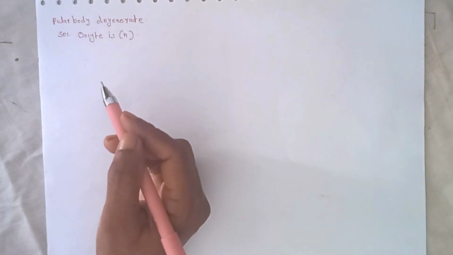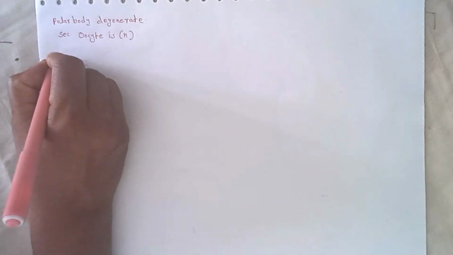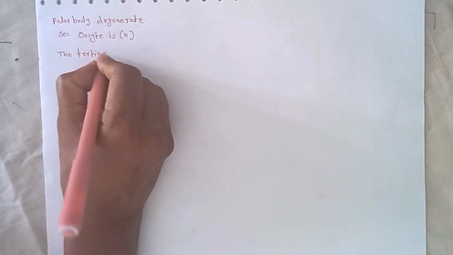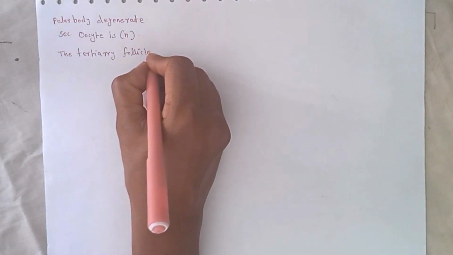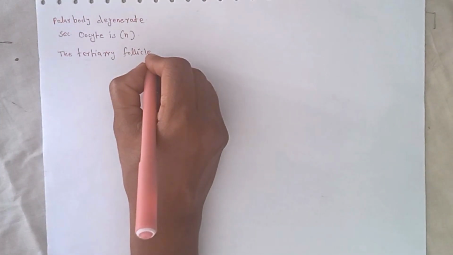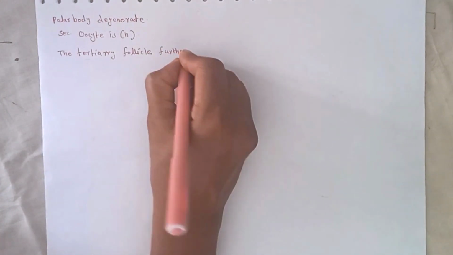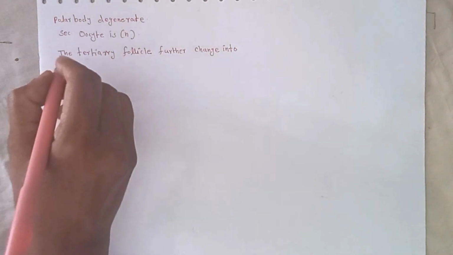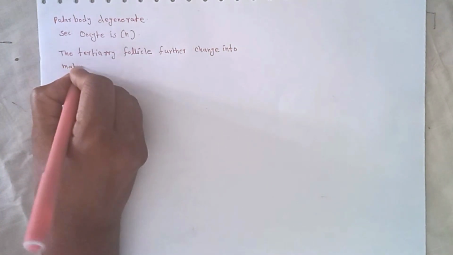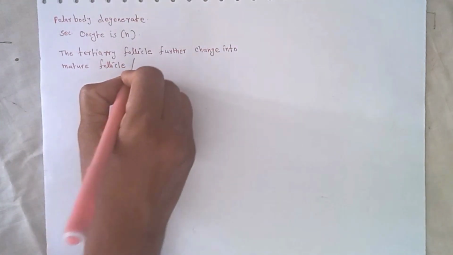The tertiary follicle further changes into a mature follicle, that is also known as the Graafian follicle. The follicle is the covering.